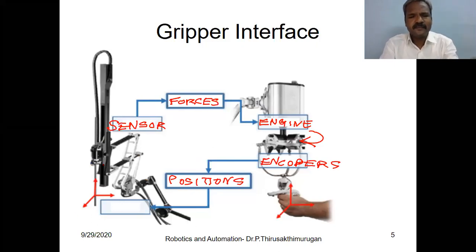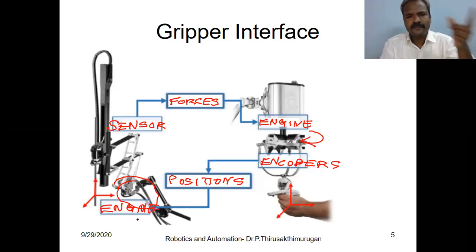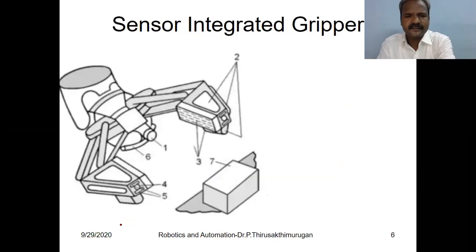So this is the simple sensory feedback for a gripper interface, right? Sensor, forces, and engine, encoders, and the encoder gives information, the positions. Again, this is the actuation, your gripper actuation. Again, this is the engine for gripping, or this is another actuator. So this is a simple closed loop feedback for a gripper interface. This is a sensor integrated gripper.